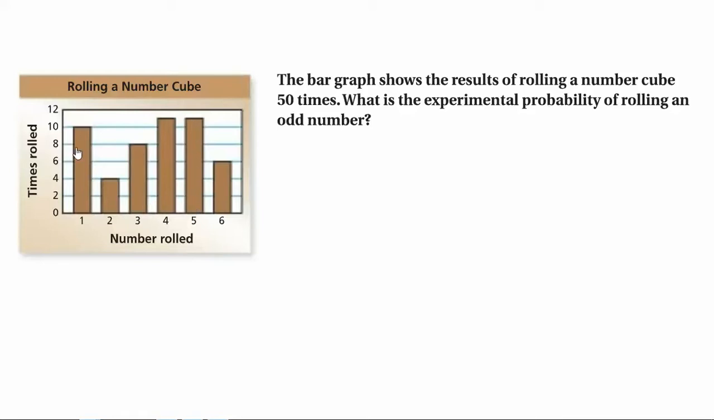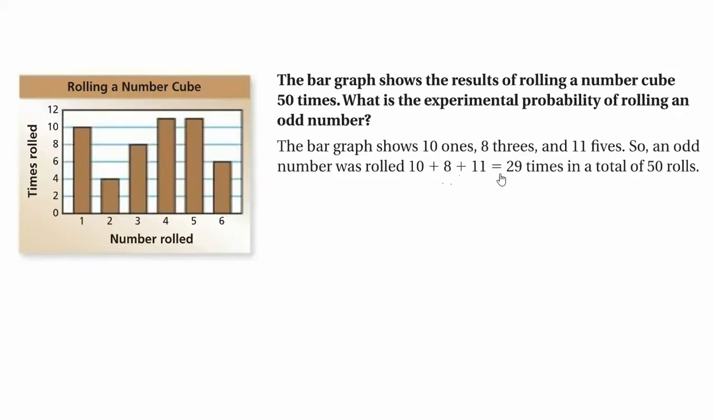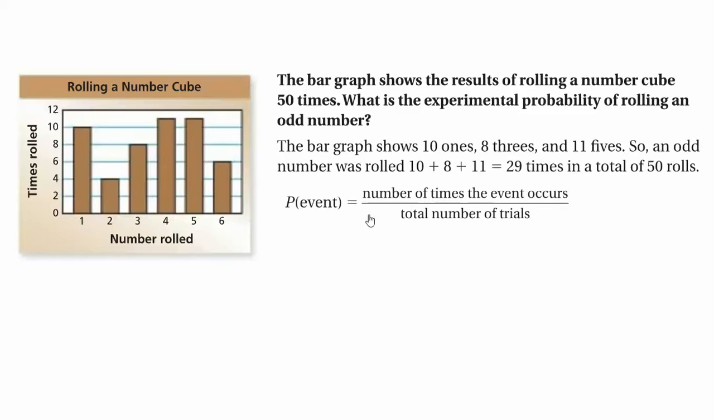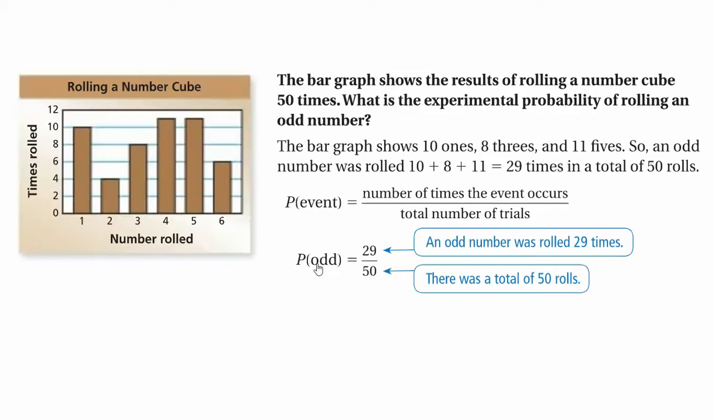So I need to combine all of those numbers and put them out of 50. So we have 10, 8, and 11. So 10, 8, and 11 is 29 times out of a total of 50 rolls. The number of times the event occurred is on the top of your fraction, and the total number of trials at the bottom. This is just how I record probability of an event, and this happens to be odd, rolling an odd. So we're putting odd in for 29 and 50.